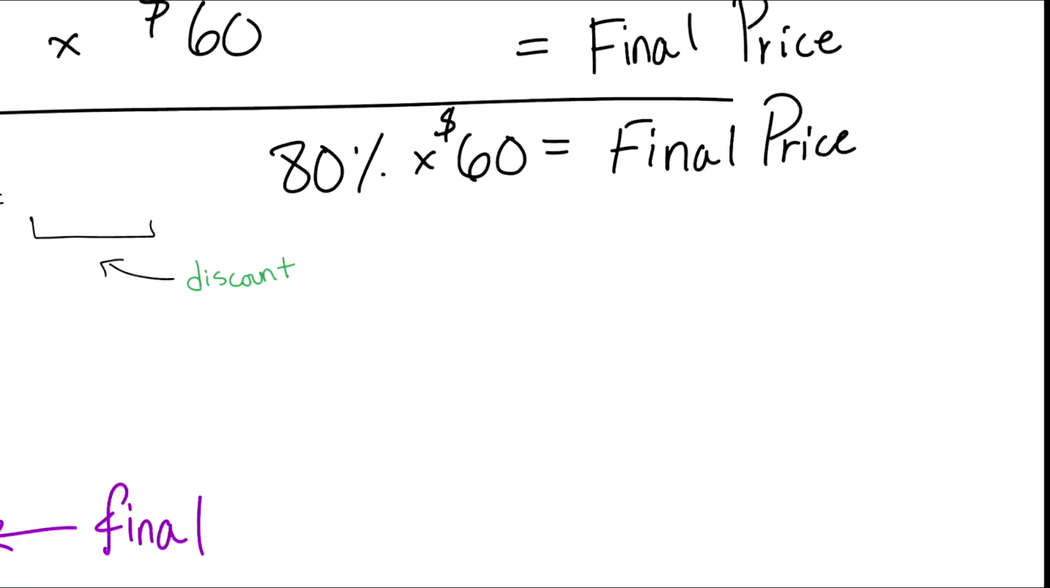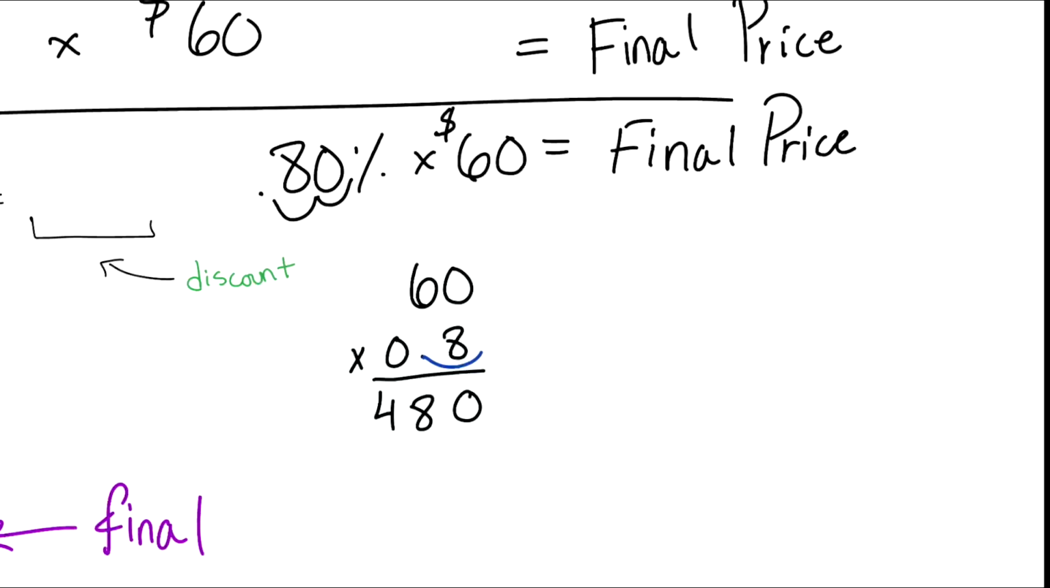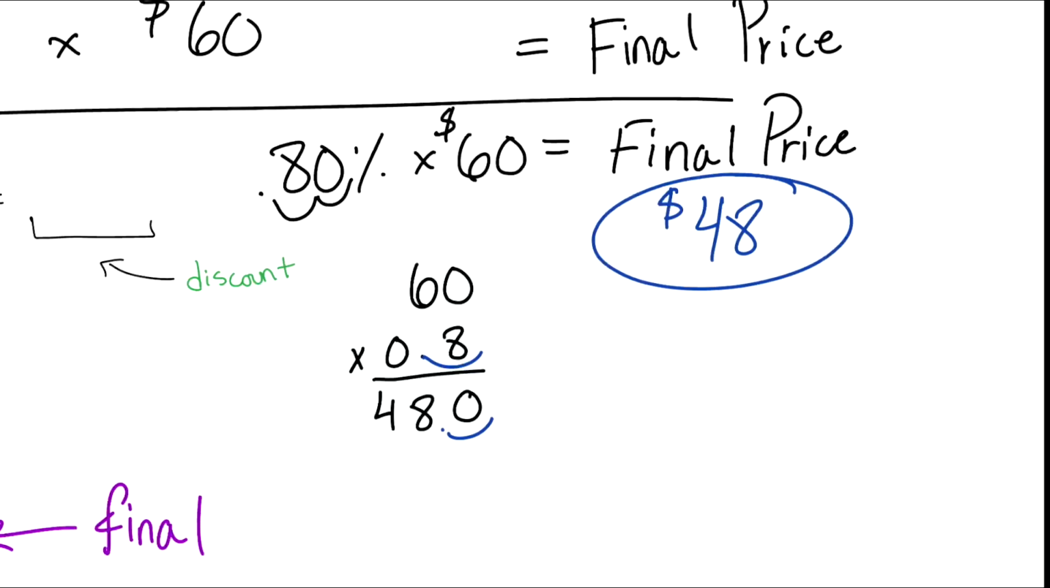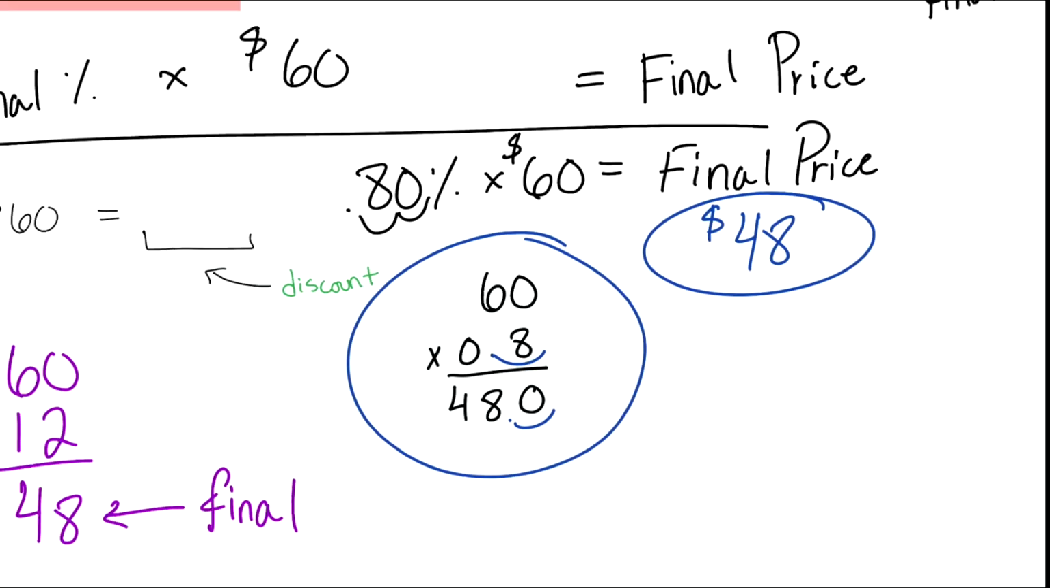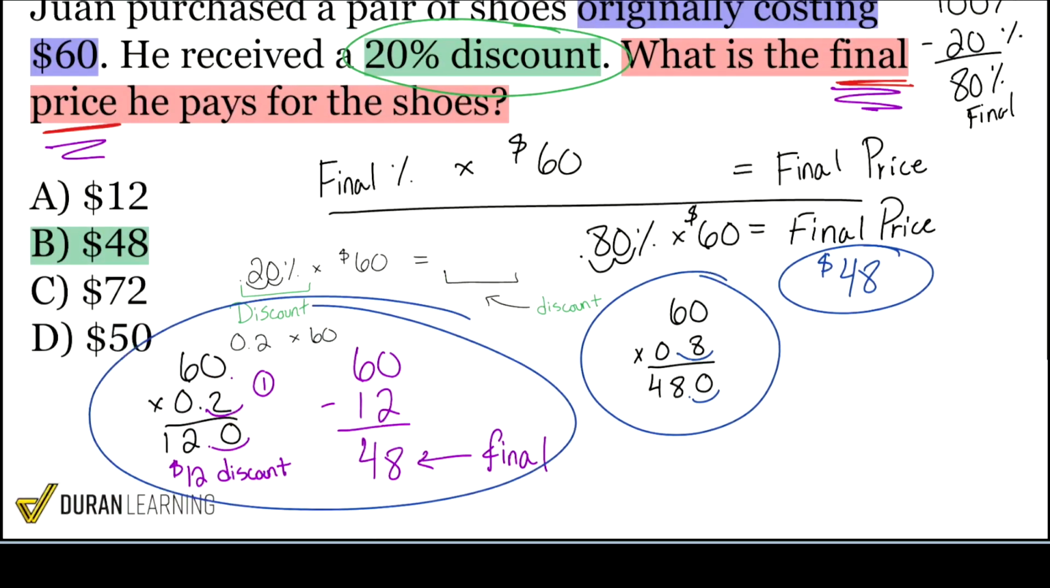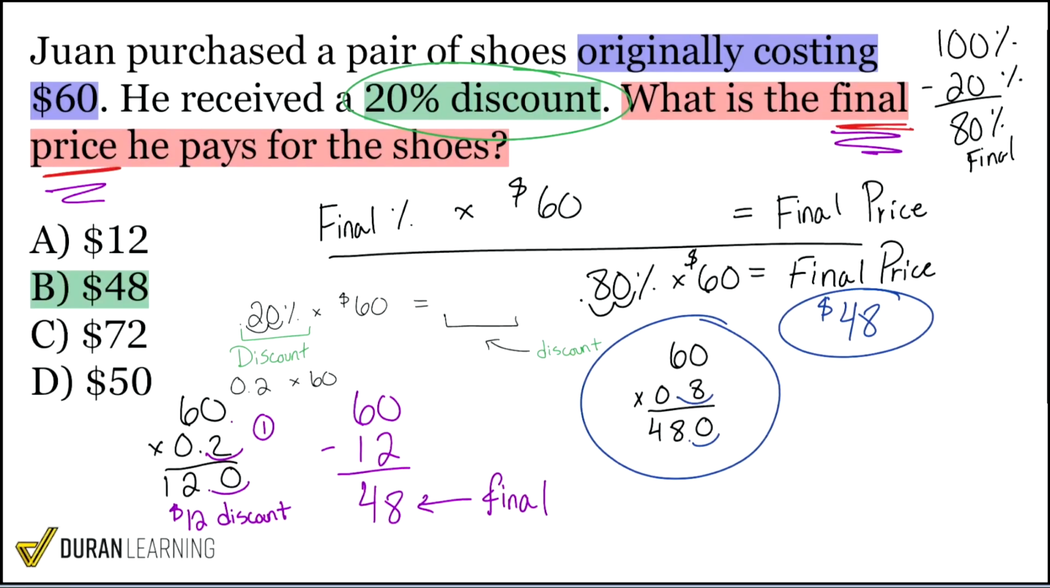So here we are. We have 60 multiplied by, move it over twice. So that'll be 0.8. 0 times 8, 6 times 8 is 48. Bring 1 decimal place back, and there you go. Final price, $48, and you get it in 1 shot, not 2 shots over here.